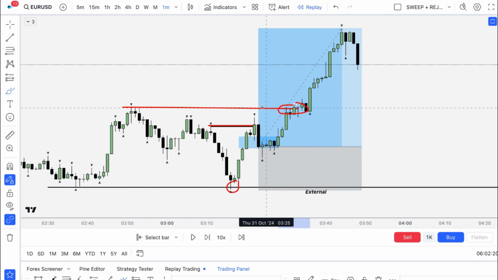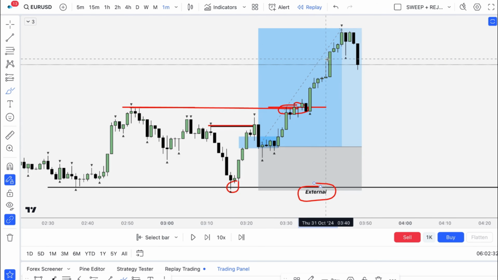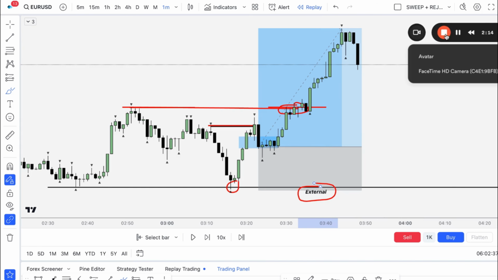It may be up to yourself if you want to go break even as we start pushing into these highs. That's really down to yourself, okay? But this is really how you trade from external range liquidity up to internal range liquidity. Another great buy example there on Euro USD.